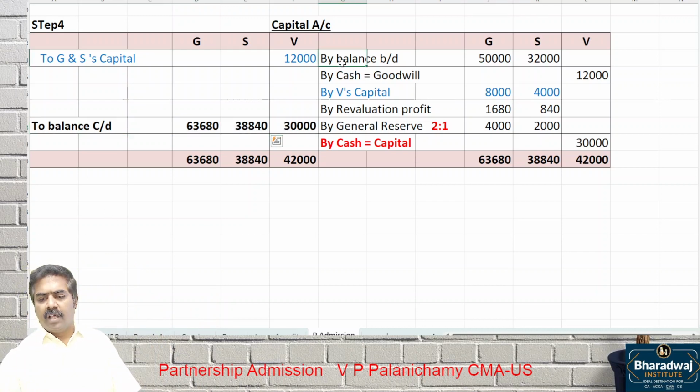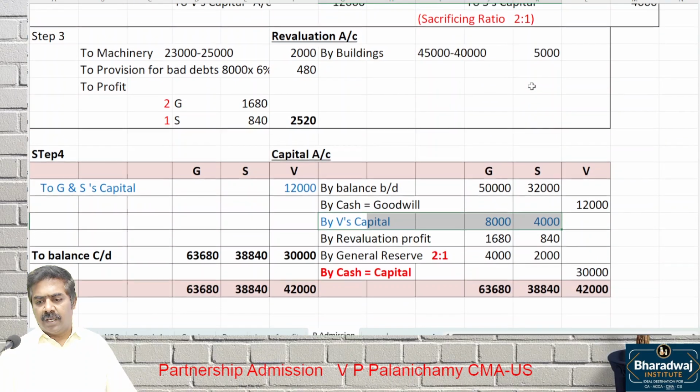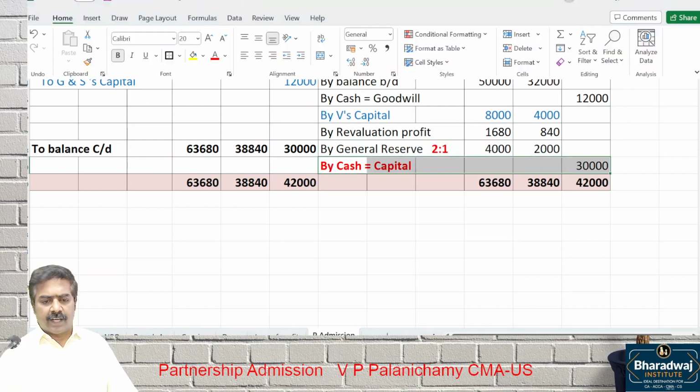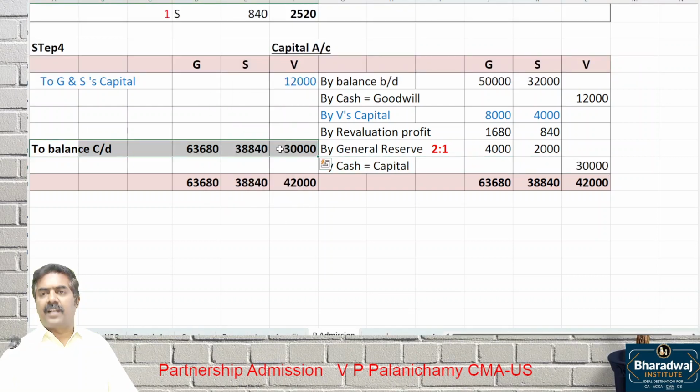Pay attention. By balance brought down, any doubt? Any doubt in it? By cash brought in for goodwill, how much? 12,000. Transfer this. B's capital is debited 12,000. G and S credited with how much? 8,000, 4,000. Record the revaluation profit. Record the general reserve. Cash brought in for capital, how much? 30,000. Record this. Normally we will put to balance carry down.